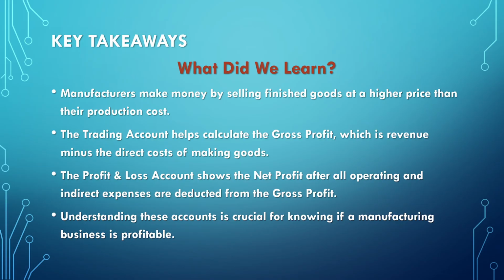Okay, right. The profit and loss account takes the gross profit and subtracts all other operating expenses to arrive at the net profit. Okay, so net profit is equal to gross profit plus any other income minus all indirect expenses. Understanding these accounts is essential to know if the manufacturing business or the trading business is making money in the long run, if it is profitable or not.